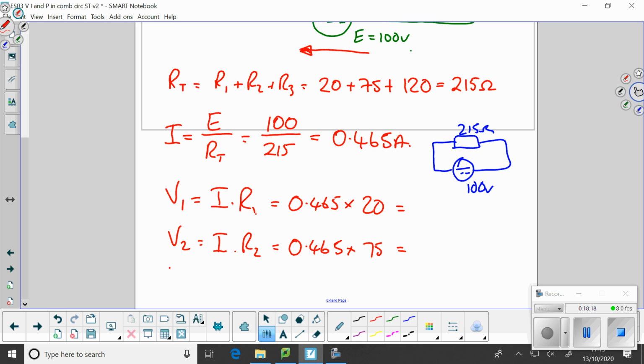So that's that, and then V3 is I times R3, 0.465 times 100. I can do that one. 120, is it? Can't do that one. Equals. Yeah. And the answers to each of those three are 9.6, 9.3 volts. Your deliberate mistake, wasn't it, Kirsty? 9.3 volts. Next one.